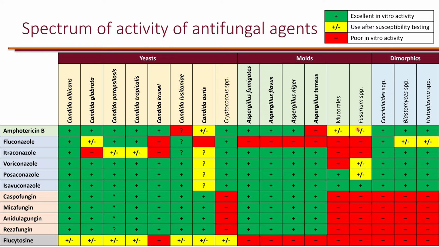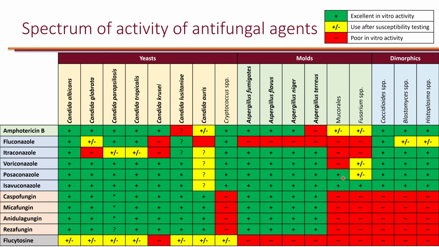Fluconazole has the worst activity, so that's why we would say fluconazole is a narrower spectrum antifungal agent. Itraconazole has more activity, but again, it's not active against Mucorales or Fusarium. Voriconazole has somewhat activity against Fusarium, but definitely not against Mucorales. And then posaconazole and isavuconazole, that's when you get the activity against Mucorales. So when patients have Mucorales, these are essentially the agents that you want to use.